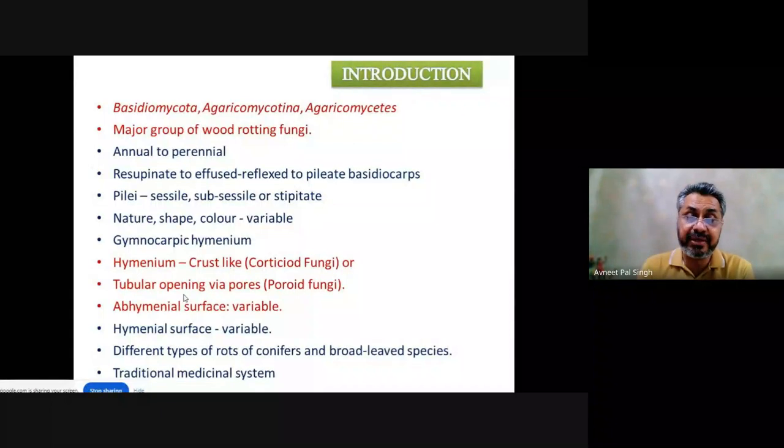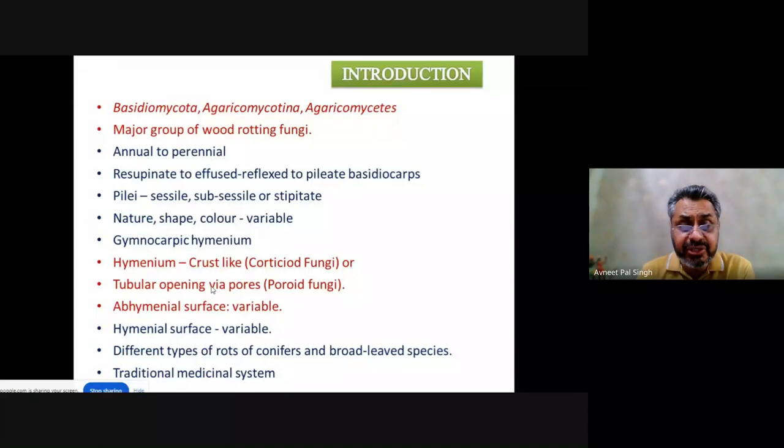In poroid fungus, we will have the presence of those unique openings on their hymenial surface, while these will not be present in crust or corticoid fungi. The hymenial and the abhymenial surfaces are highly variable. Their color varies, their morphology varies, their margins do vary a lot. We will see what kind of variation we can come across.